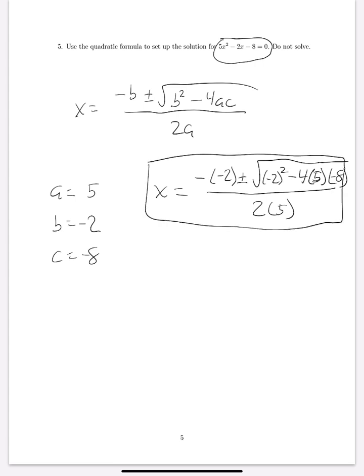So that will be it. There's no need to solve. You don't need to simplify anything. That is your answer. I just want to see you be able to set it up.